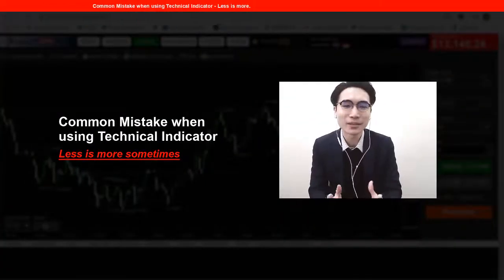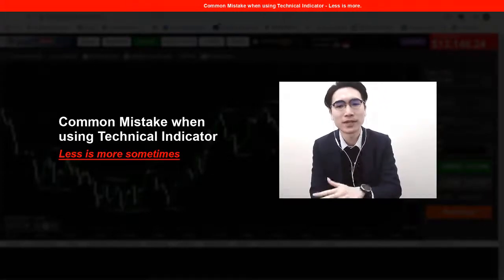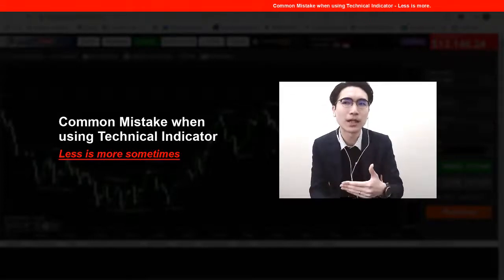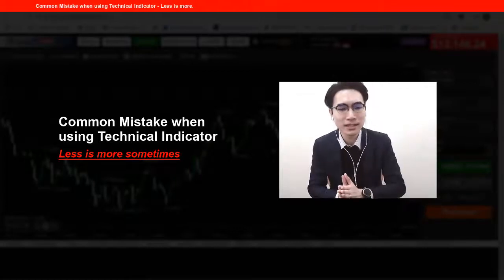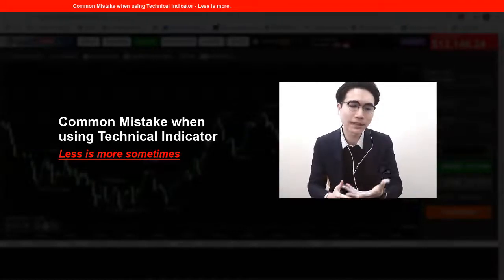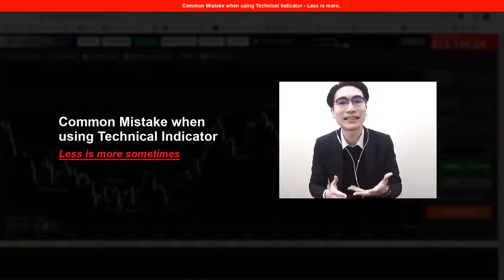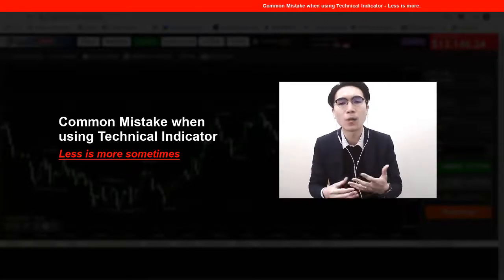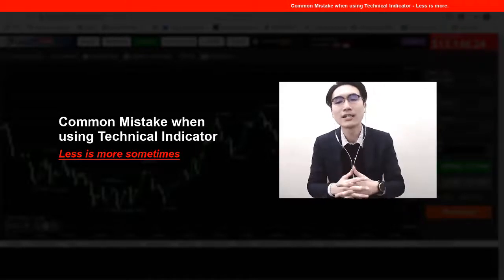How are you today? For today, because sometimes I do receive screenshots from people, and I noticed a quite common mistake in the use of technical indicators. For today, I just want to show you the basic principle of how you should use technical indicators and what you should not do when using the technical indicators.